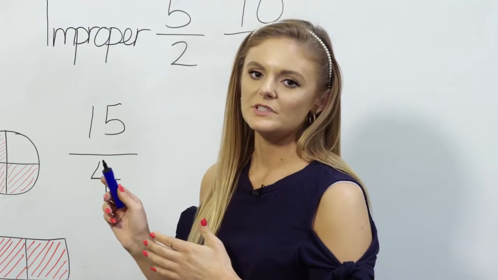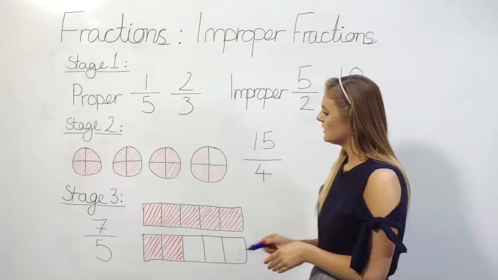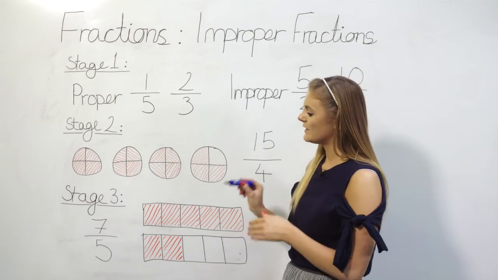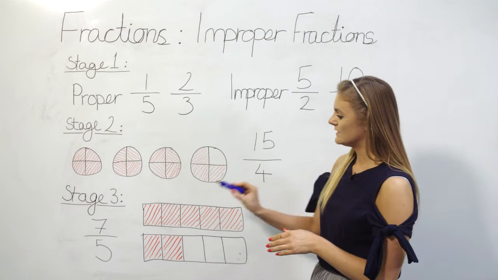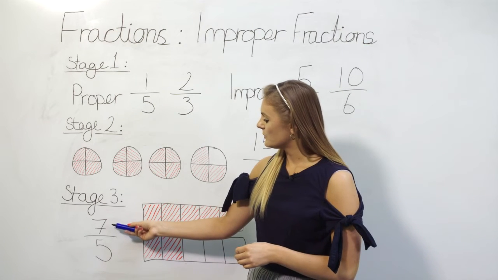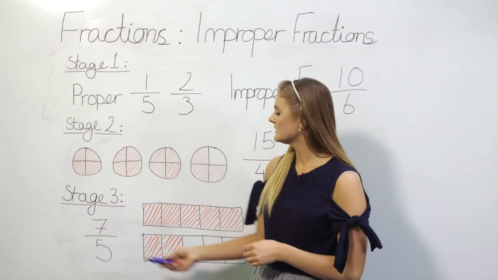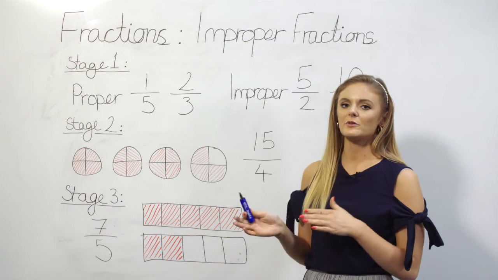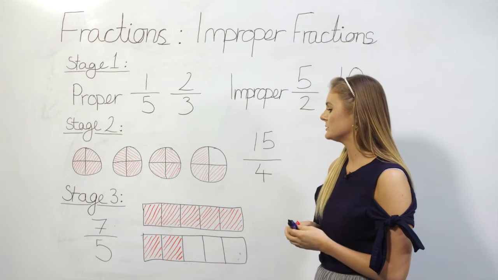Once the children are confident using these pictorial representations, we can change the order around and give them an improper fraction to start off with. So for example, we've got 7 over 5. We'd need to ask them to represent this pictorially. So let's use a bar model.